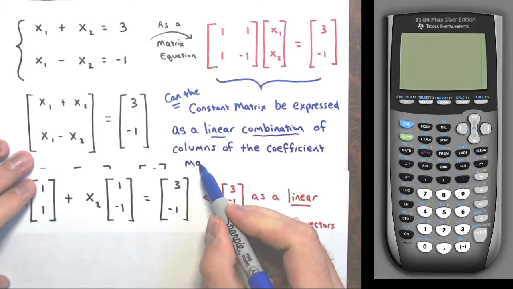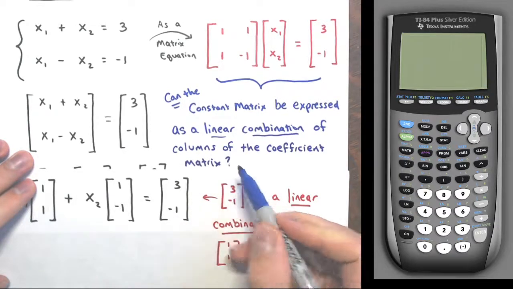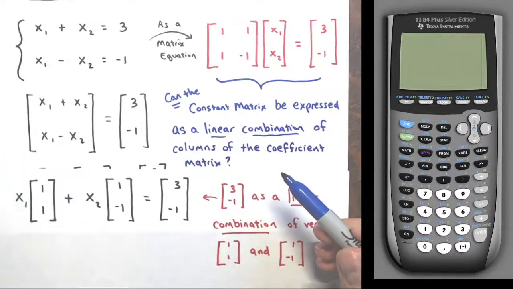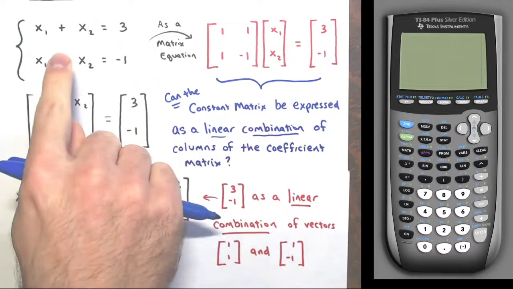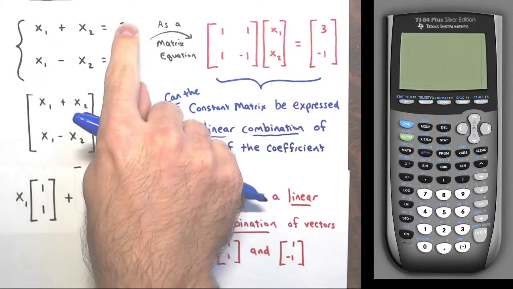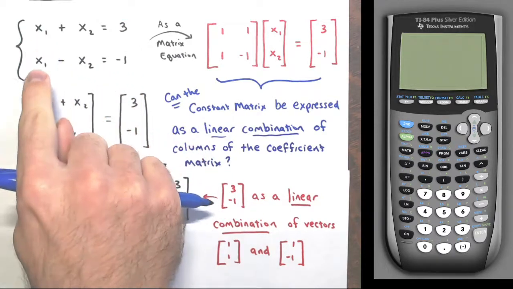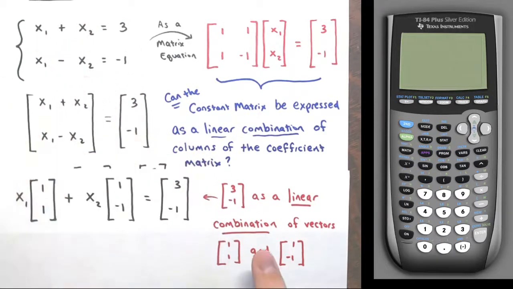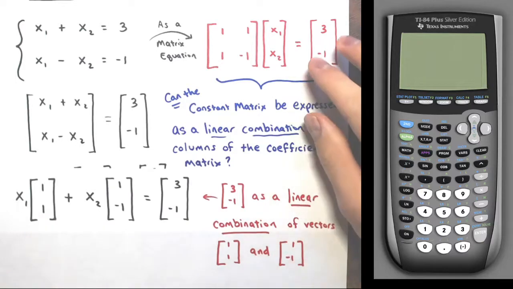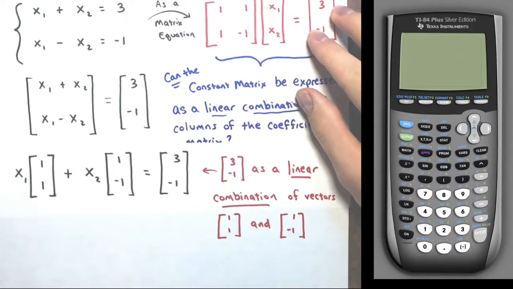So solving a system of equations is equivalent to asking this question. Right? So when I see this, another question I could ask is, can 3, negative 1 be written as a linear combination of 1, 1 and 1, negative 1, right? Because if it can, that means I can find values of x1 and x2 that make this true and make this statement true down here, right? So 3, negative 1 can be written as a linear combination of 1, 1, and 1, negative 1.